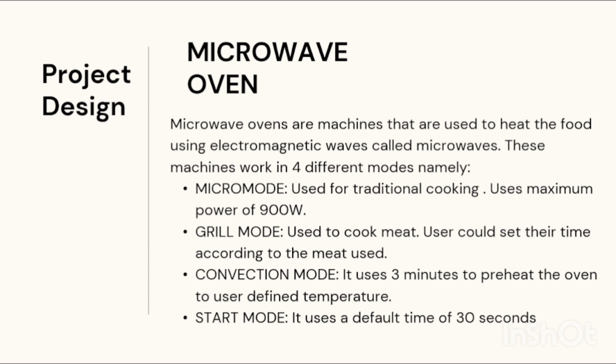These machines work in four different modes, namely micro mode, grill mode, convection mode, and start mode. First, we're going to see micro mode. That is used for traditional cooking. It uses a maximum power of 900 watts. And then grill mode is used to cook meat. The user can set their time according to the meat used. And then the third one is convection mode. It takes 3 minutes to preheat the oven to the user-defined temperature. And then the final one is start mode. It uses a default time of 30 seconds.